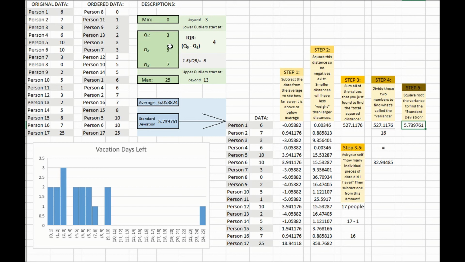Is the center more around 5? That's what the median says. Well, I know it's not that much less than 6, but it's a little bit more towards the center of this big chunk. Median, not impacted as much by outliers. The average, definitely impacted by outliers.